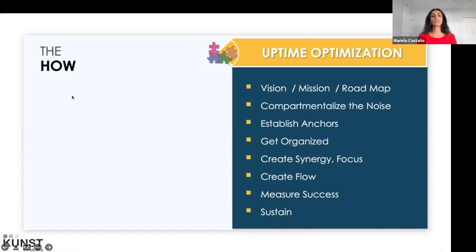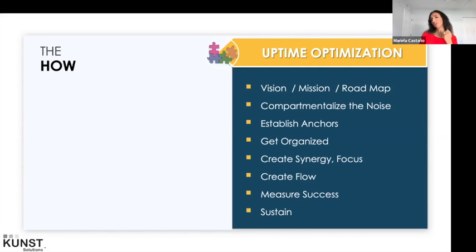Creating a vision and mission and a roadmap, ensuring that you compartmentalize the noise. What is noise? Well, everything that stops you from production, everything that gets that equipment to stop, everything that creates a stress in the organization.